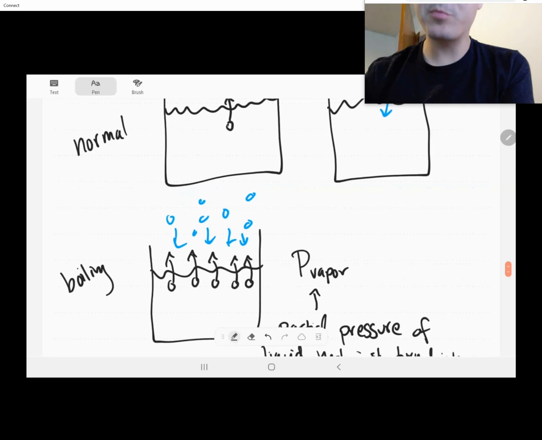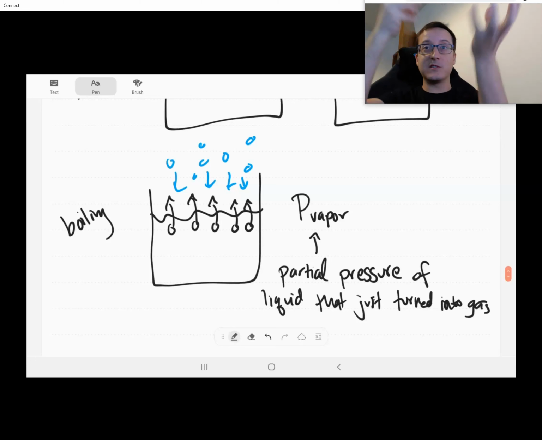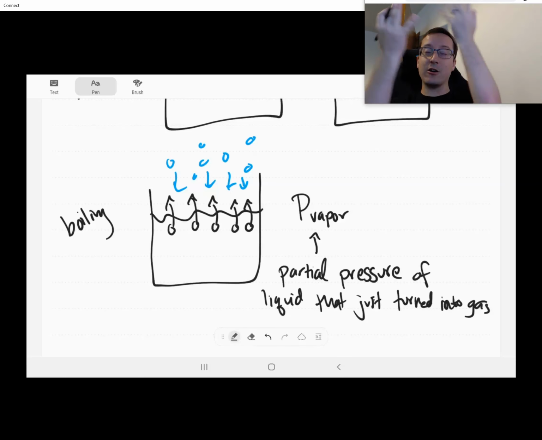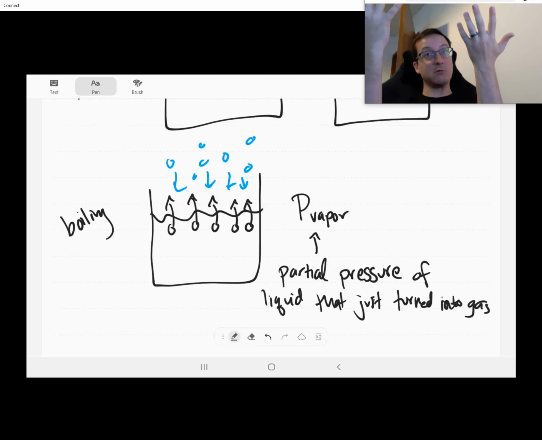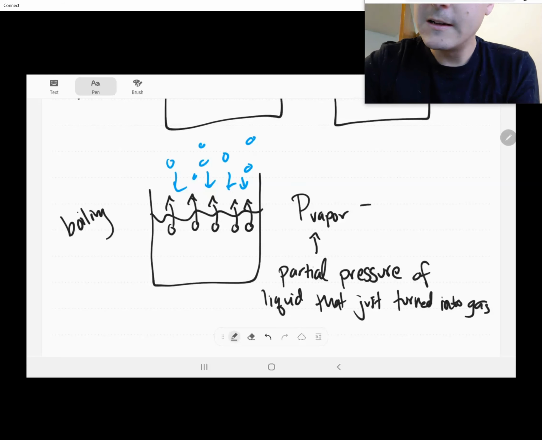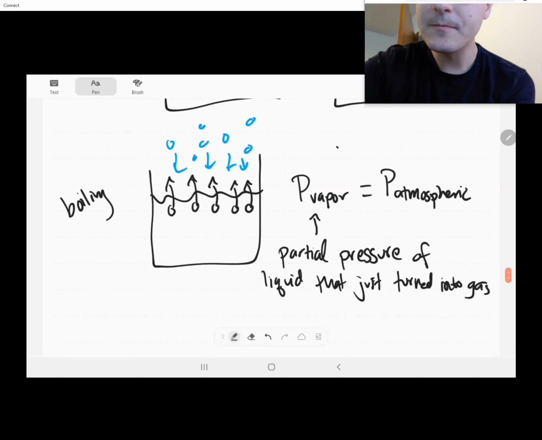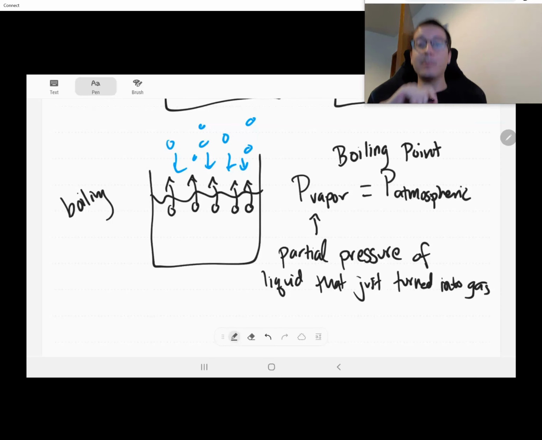When that vapor pressure gets high enough, that means the more molecules that are there. Remember that pressure is related to how many molecules you have? The more molecules you have that are coming out of that water, the greater that pressure will be. More molecules, more pressure. When that pressure equals atmospheric pressure, that's what's called the boiling point. So the temperature at which your vapor pressure is equal to your atmospheric pressure is defined as the boiling point.